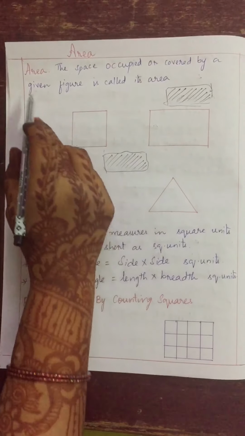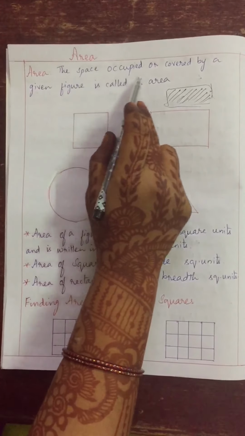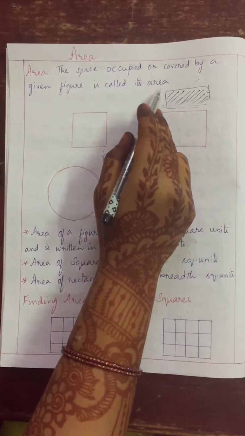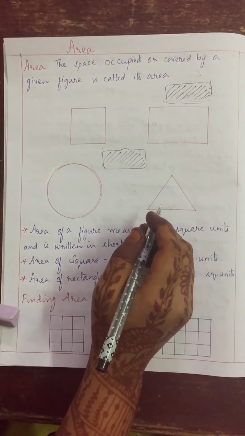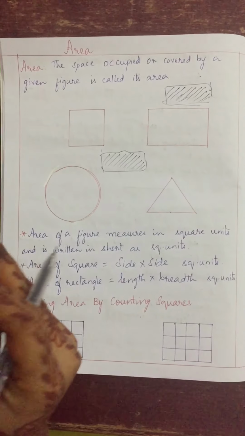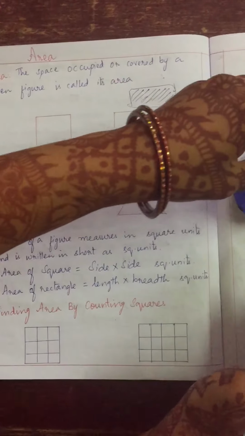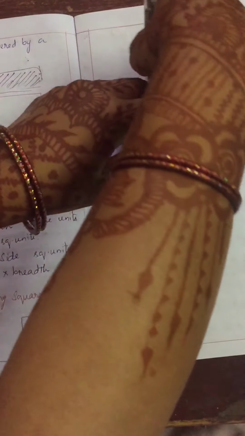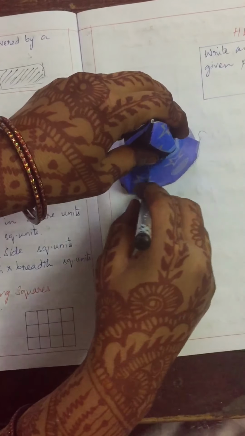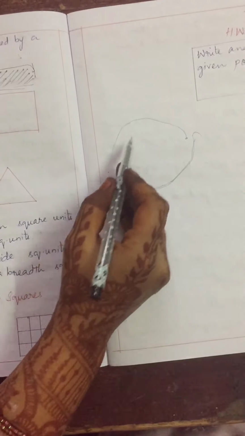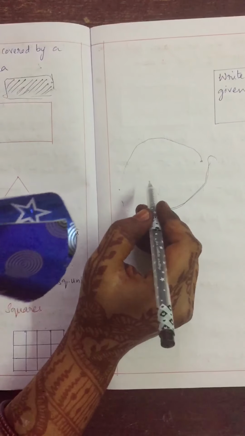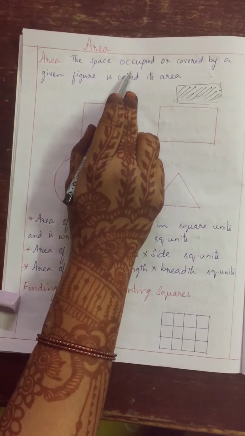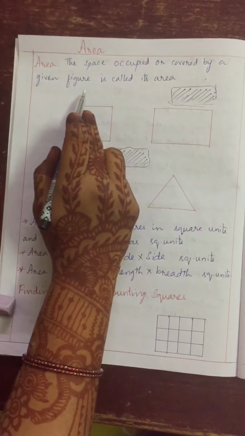Are you getting my point? So what is area? The space occupied or covered by a given figure is called its area. Like if you take any shape of object, like I took one cap. If I keep this cap here and draw the outline, it is taking some space on my book. See, I am drawing the outline. How much space is it occupying? This is nothing but the area of this figure. Clear children? So area is nothing but the space occupied or covered by a given figure.